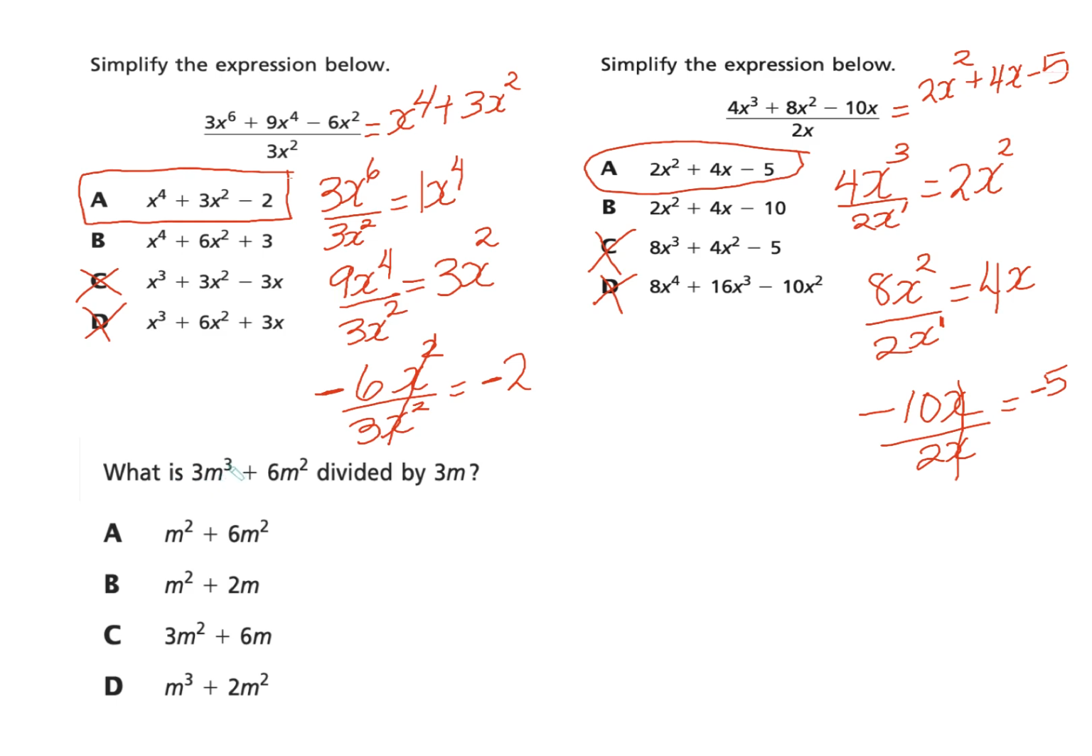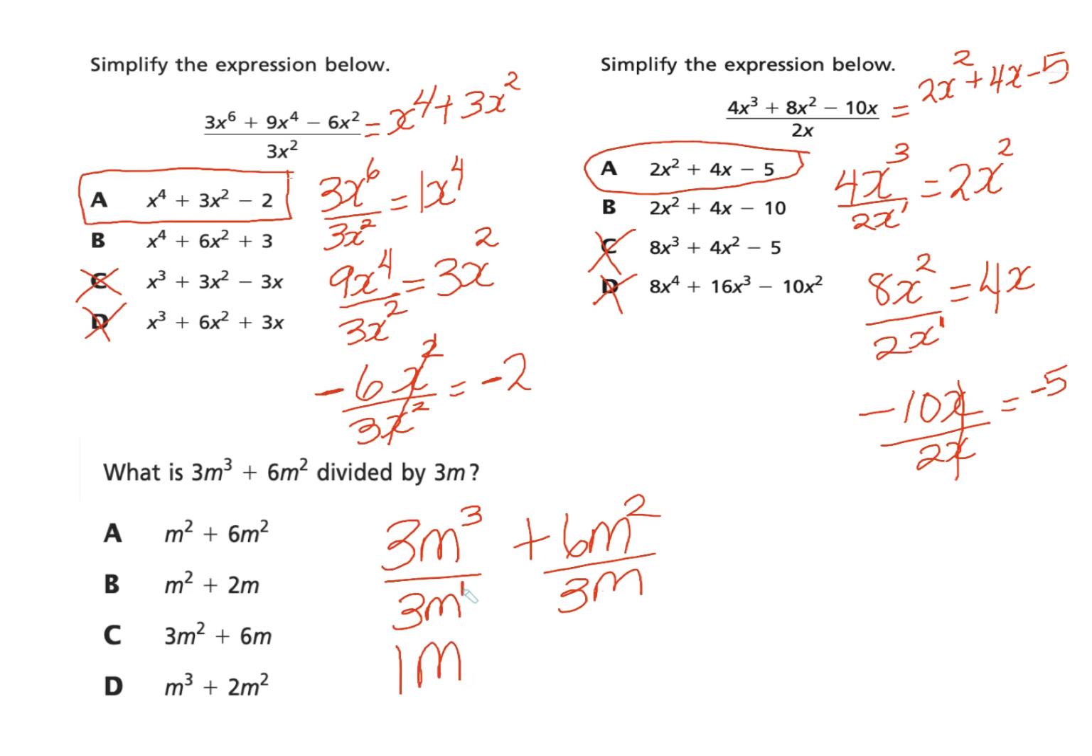What is 3m to the 3rd plus 6m squared divided by 3m? So the 3m to the 3rd is going to be divided by 3m. And the plus 6m squared, you must divide by 3m. So 3 divided by 3 is 1. The m's, the bases match, so we keep it, and we're going to subtract. Remember, invisible 1. 3 minus 1 is 2. So my first term is an m squared. I can eliminate C because that has a 3. And I can eliminate D because that has an m to the 3rd.